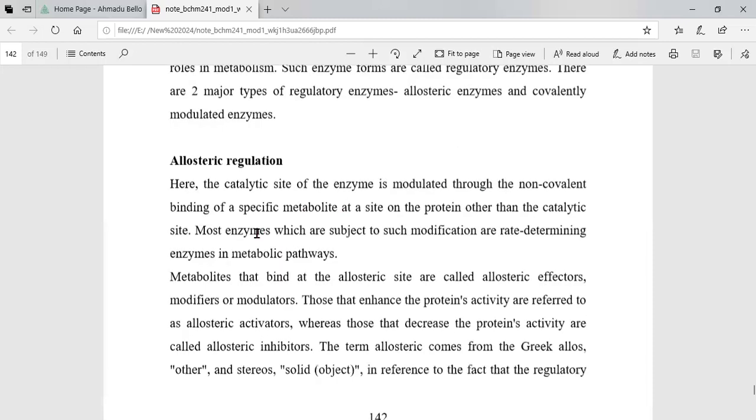So allosteric regulation, we said, is where the catalytic activity of an enzyme is modulated through non-covalent binding of a specific metabolite at a site on the protein other than the catalytic site. So allosteric enzymes have another site for binding, for modification, for control, other than the active site.